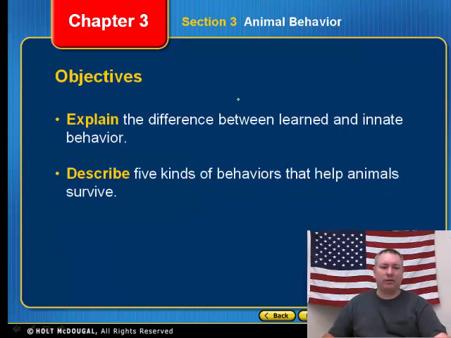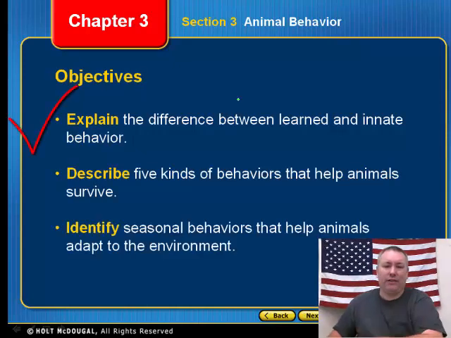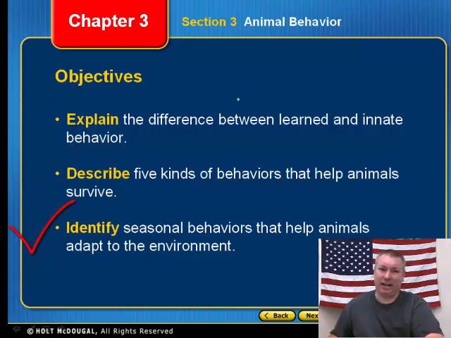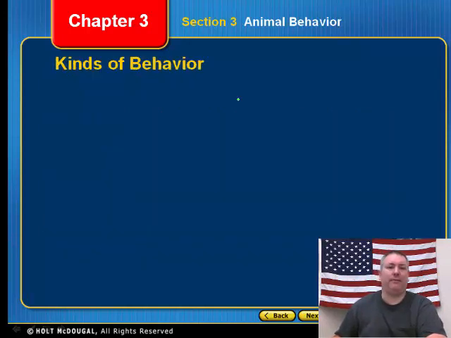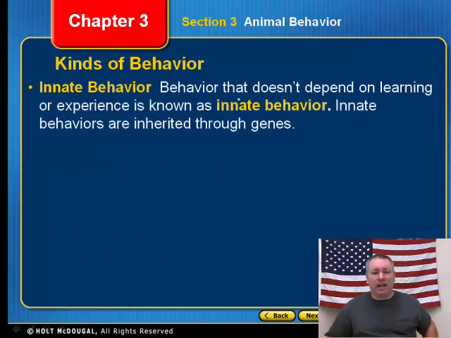Today, our objectives are going to be to explain the difference between learned and innate behavior, describe 5 kinds of behaviors that help animals survive, and identify seasonal behaviors that help animals adapt to the environment. All right, here we go. Ladies and gentlemen, there are several types of behaviors that animals have.